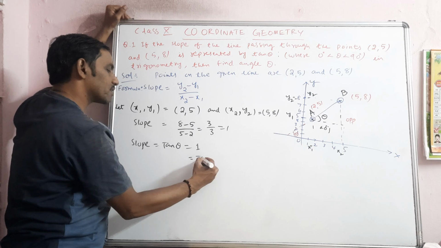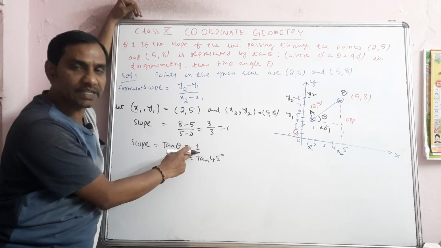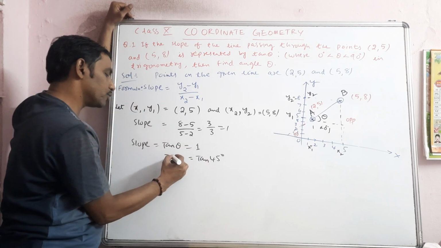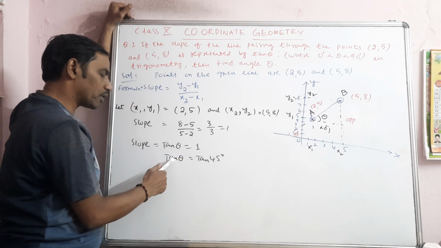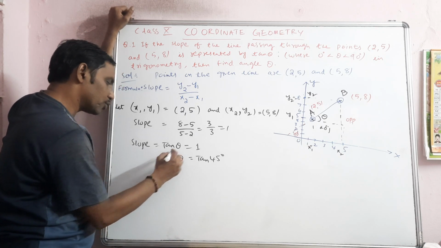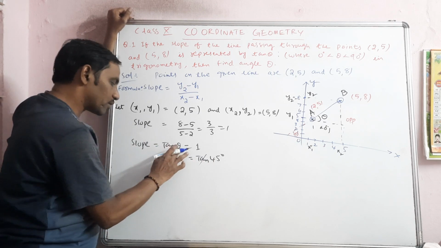So you just write like this: tan of what value gives 1 in trigonometry? It is tan 45. So you can write it like this, and on either side you can compare. You have to write one line here. Don't cancel tan theta like this. You are not supposed to cancel, so that is the reason I am erasing.